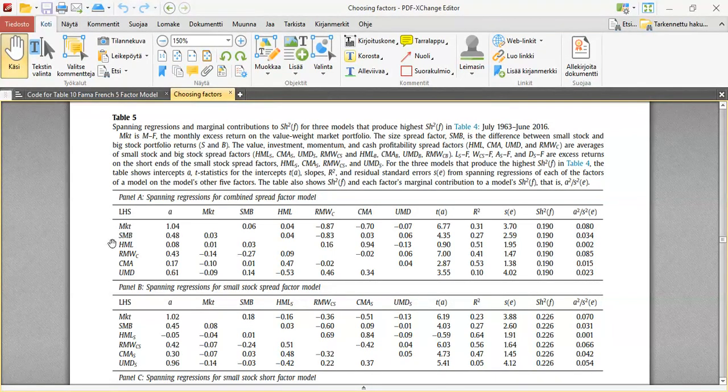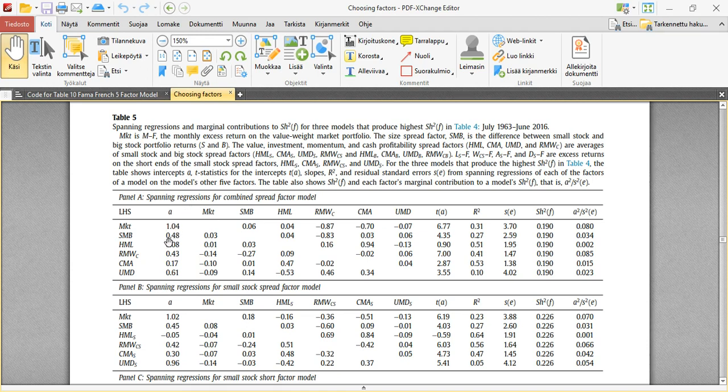Next, what we have here, we regress on the left-hand side, we have the size factor. Again, we are interested in what is the marginal contribution to the model's maximum squared Sharpe ratio. So what we do is we regress the size factor on the remaining factors, which is the market factor, the value factor, the profitability factor, the investment factor, and the momentum factor.